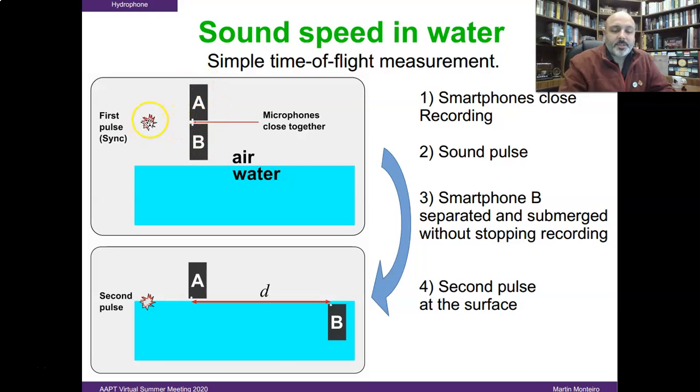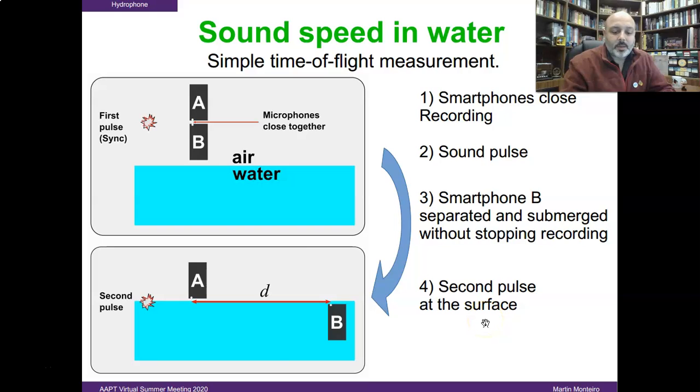and we generate a sound pulse, for example, with two metal bars, with the microphones of the smartphones close together. Then, without stopping recording, we separate the waterproof smartphone. Here is smartphone B. Then we submerge the smartphone with a roller or a tape. We measure the distance between the microphones and we generate a second pulse on the surface of the water. So we have two pulses.